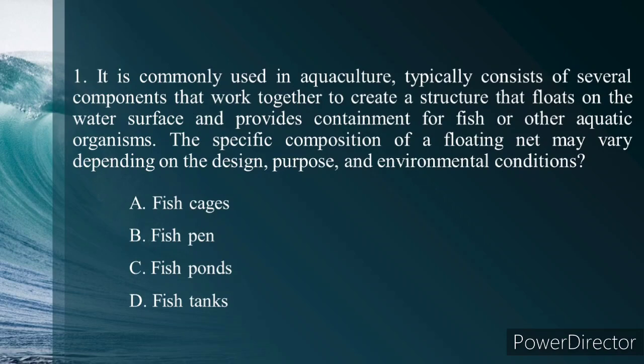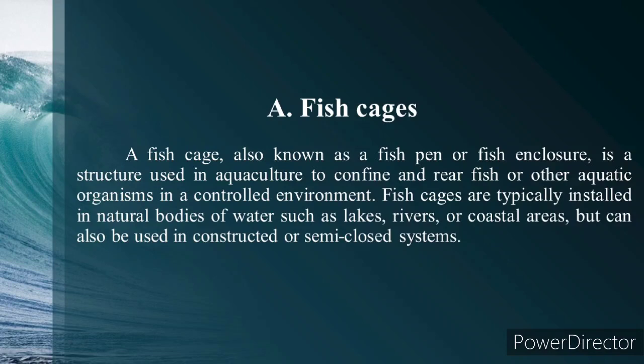Fish cage. A fish cage, also known as a fish pen or fish enclosure, is a structure used in aquaculture to confine and rear fish or other aquatic organisms in a controlled environment. Fish cages are typically installed in natural bodies of water such as lakes, rivers, or coastal areas, but can also be used in constructed or semi-closed systems.